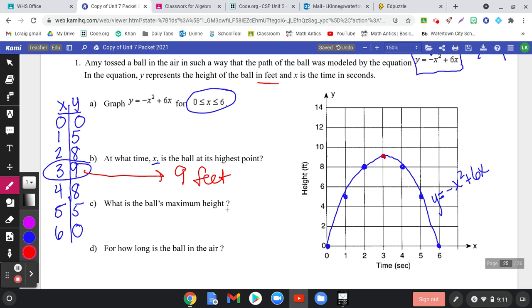What's the ball's maximum height? Oh, what time? Sorry, I mixed those up. So 9 feet is the maximum height, and at what time did that occur? 3 seconds.